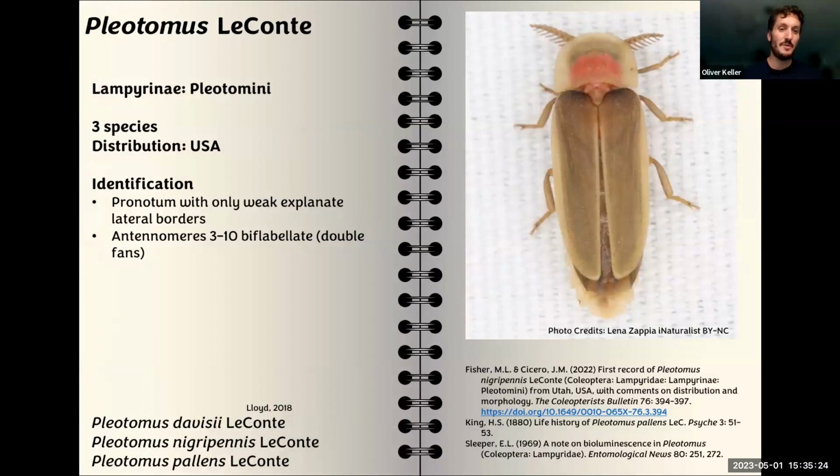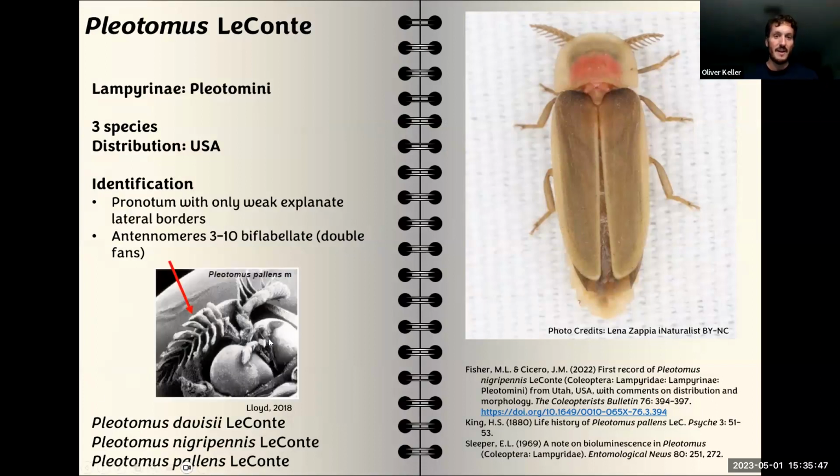Pleotomas, a very similar name to the last one. The species are widespread in the US. Palens is the most widespread one, then Necropenis, and Davisii you can find from Oklahoma and a little bit into Tennessee or so. The pronotum is very weakly bent up, and the antennomeres on segments 3 to 10 are biflabellate. So you have these two rami going off of each segment, but the antennae are very short, barely looking out from the pronotum.